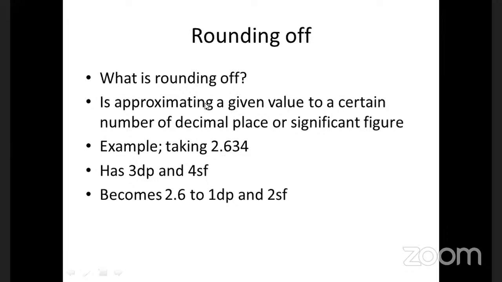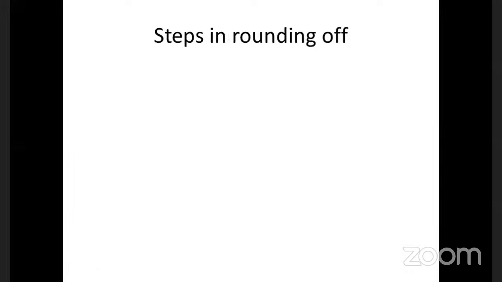So here, as Trevor said, we are trying to approximate a given value to 2.63 so that it is very close to it. You can see 2.6 is not very far from 2.634. Only that we have reduced the number of decimal places or the number of significant figures. Otherwise, it is the same figure. So here we have now rounded to 2 significant figures, which is 1 decimal place.